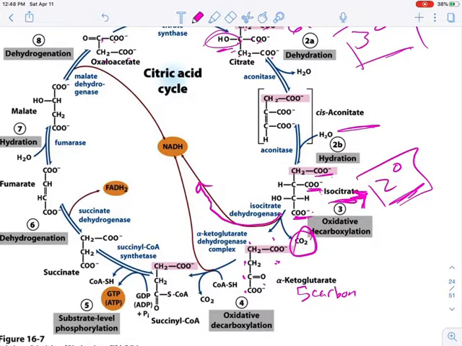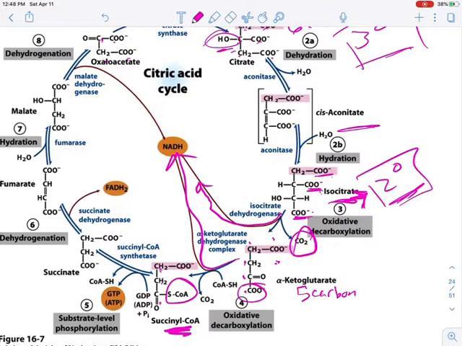We're going to remove a carbon dioxide. We are going to generate a molecule of NADH. And then we are going to form a 4-carbon structure, a succinyl group, and then we're going to attach that to coenzyme A. And this is the same coenzyme A that we saw before. Not literally the same, but the same molecule. So we're going to form a succinyl-CoA.